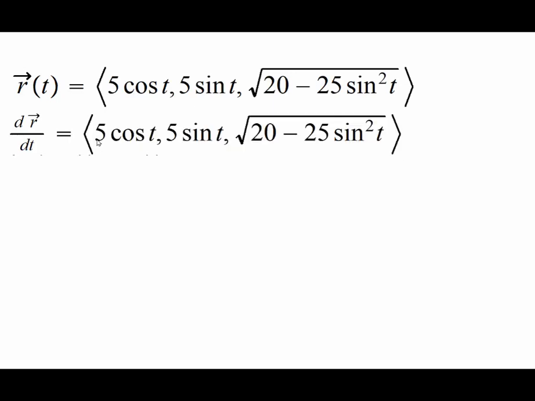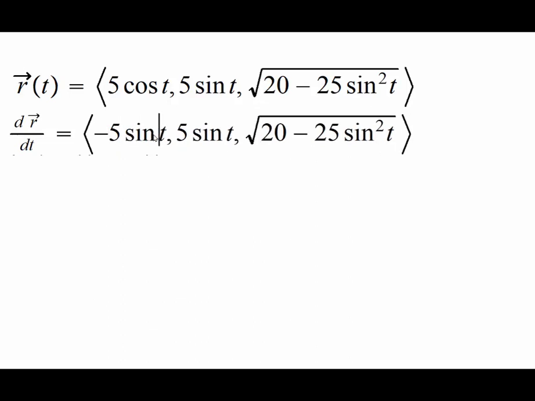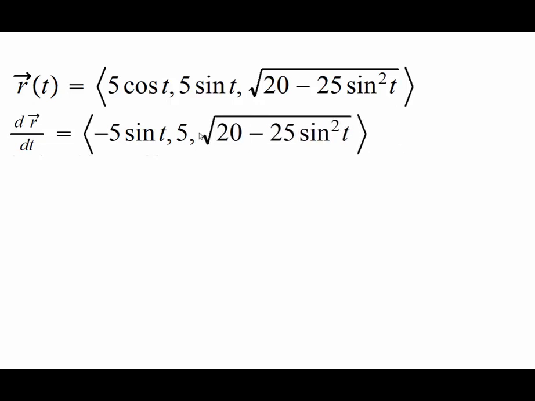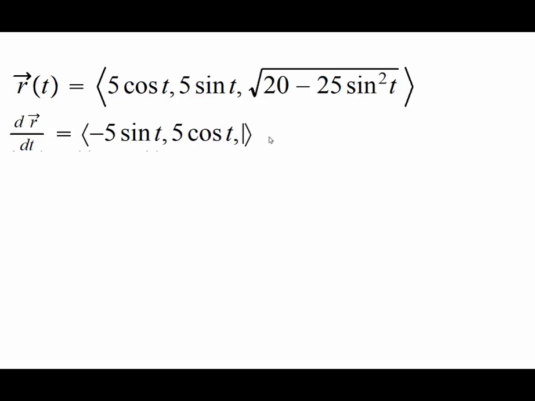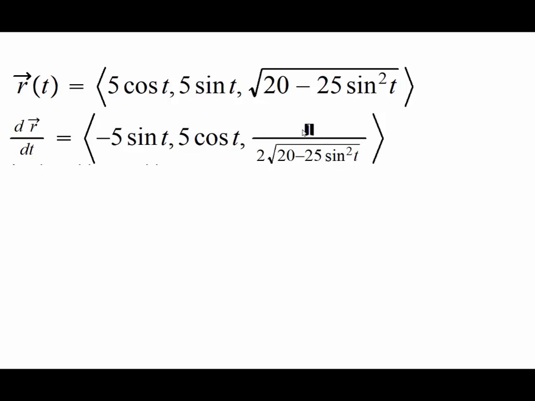That is going to be, here it is negative 5 sine t, and here it is 5 cosine t. And now we will use the chain rule. The derivative of a square root is 1 over 2 times the square root of the quantity, times the derivative of the quantity. If we differentiate, the derivative of 20 is 0, and this would be negative 50 sine t cosine t, right?